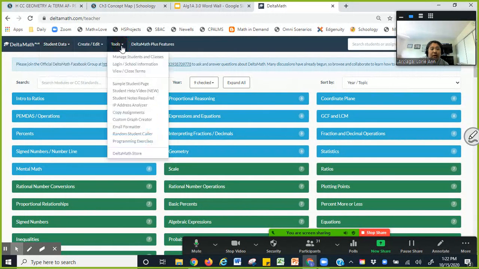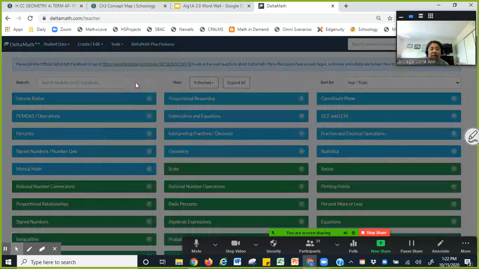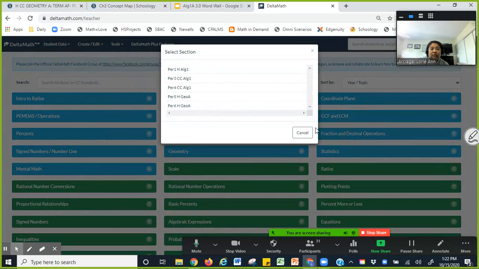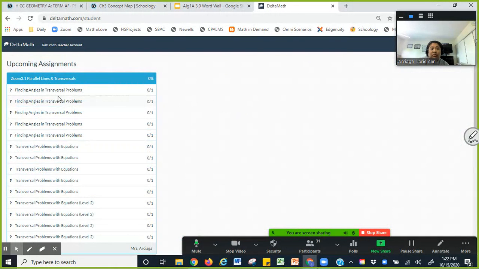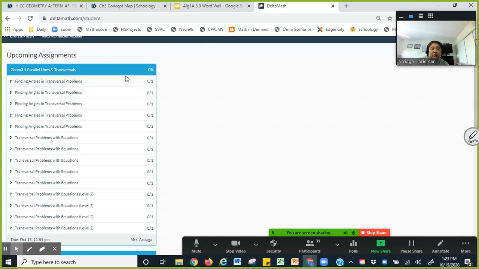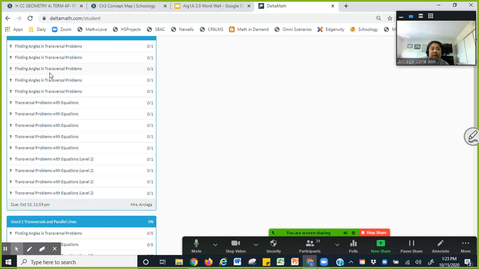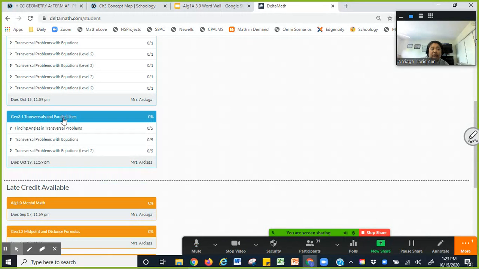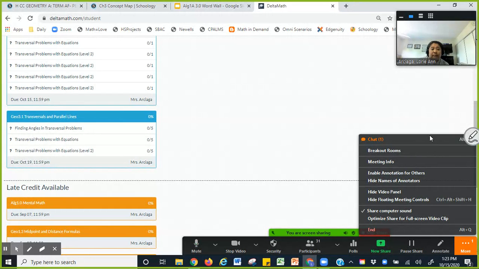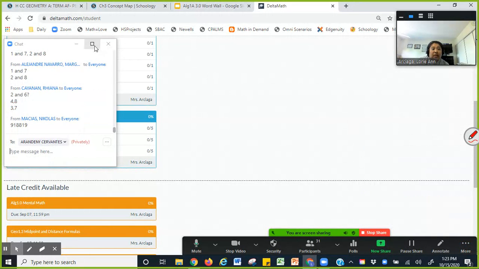I'm going to log in as a student. Sample student page, period 5. If you need the code to Delta Math, it's 918819. So this Zoom 3.1 here is not a homework. It's a classwork. We're doing it now, okay? Your regular homework is this one, which is pretty much similar to what we will do. Thank you, Nico.